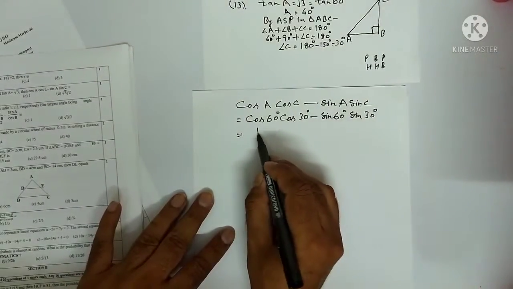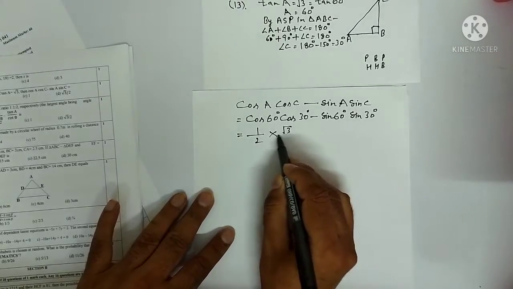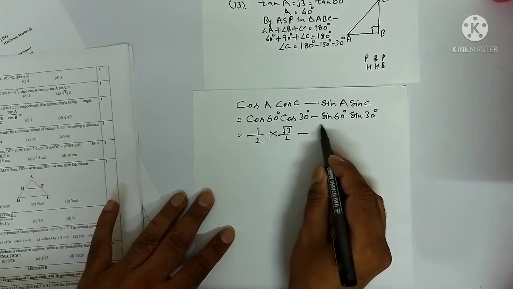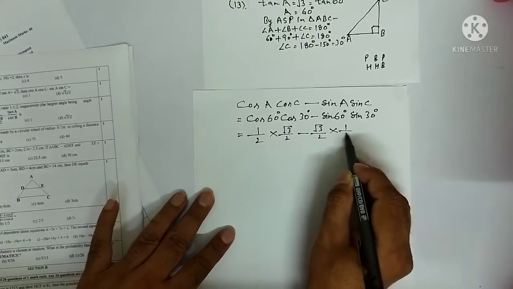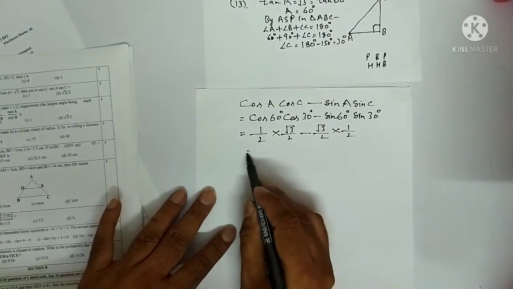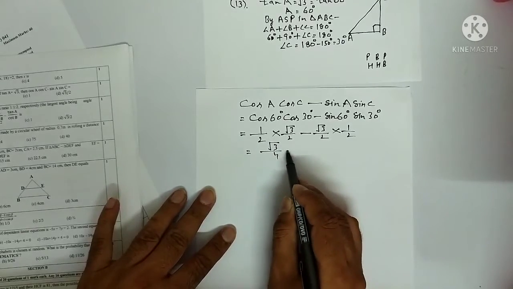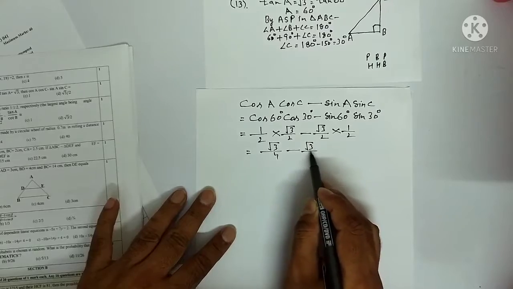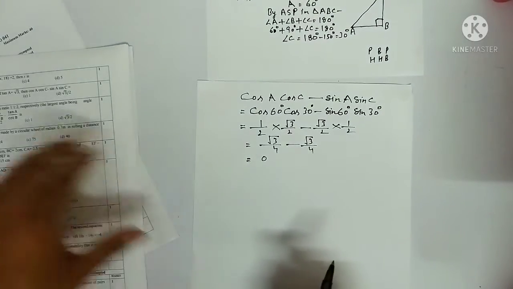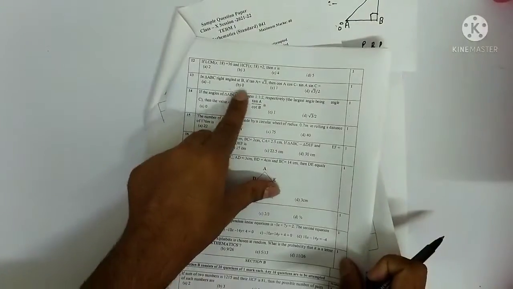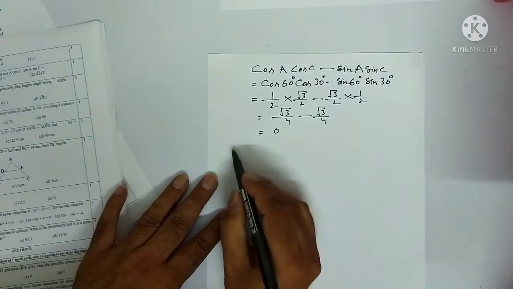Cos 60 is 1 by 2 and cos 30 is under root 3 by 2, minus sin 60 is under root 3 by 2 and sin 30 is 1 by 2. So under root 3 into 1 is under root 3, 2 2s are 4, so under root 3 by 4 minus under root 3 by 4, answer is 0. So you can see here the answer is 0. Next question is number 14.